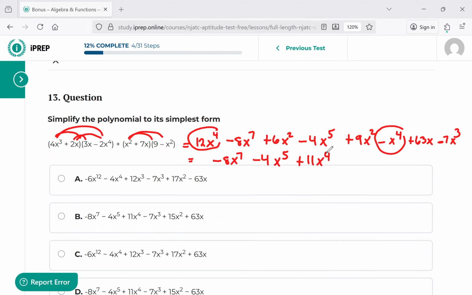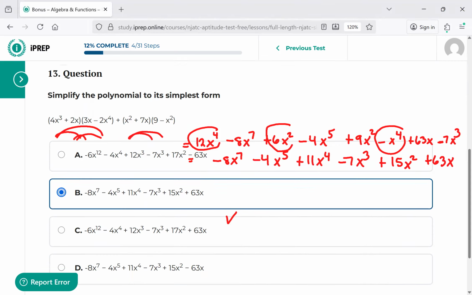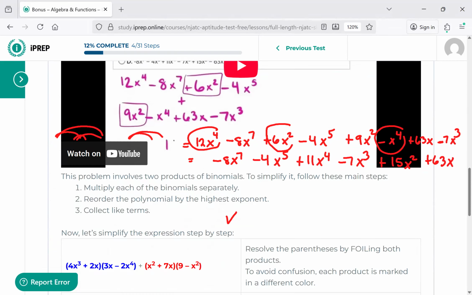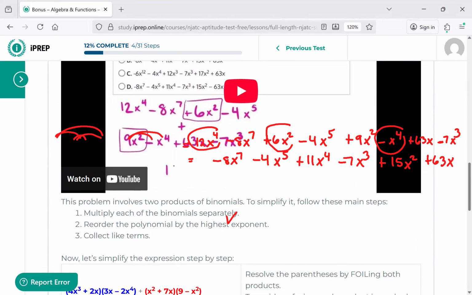Next one is 3. I see negative 7x cubed. The next one is x squared. So you have a 6x squared and a 9x squared. That's 15x squared. And then the next one is 63x. It looks like your answer is B. Okay. So it's just simple foiling and collecting like terms. That's it.